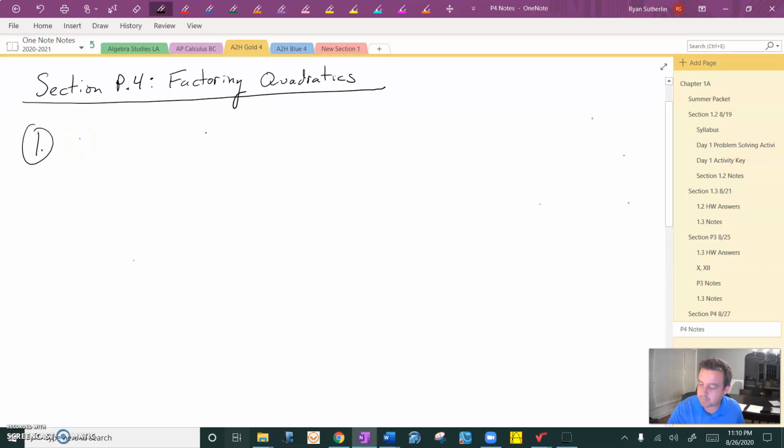When I talk about quadratics, I'm going to say a lot like A, B, and C values. So what I'm doing is thinking of a quadratic in standard form. A is the coefficient with the x squared, B with the x, and C is your constant.